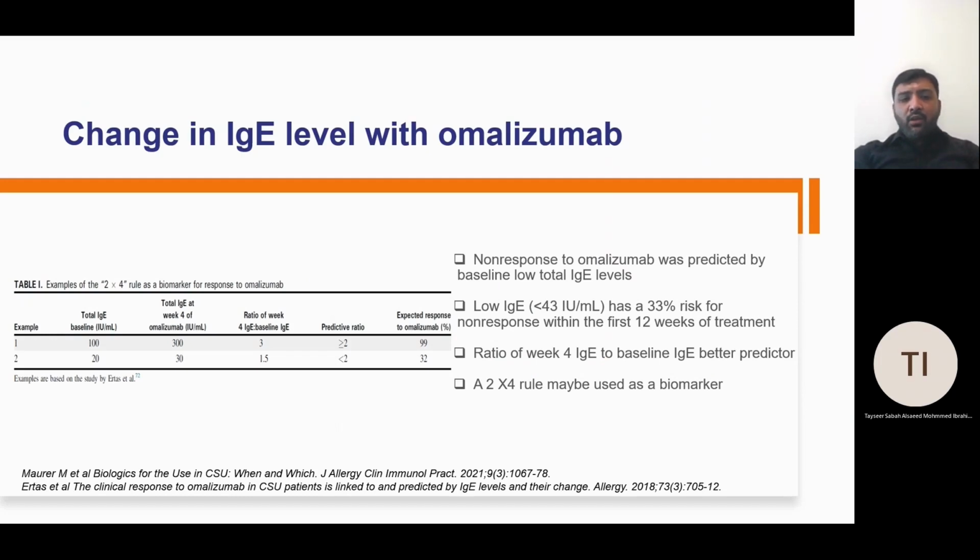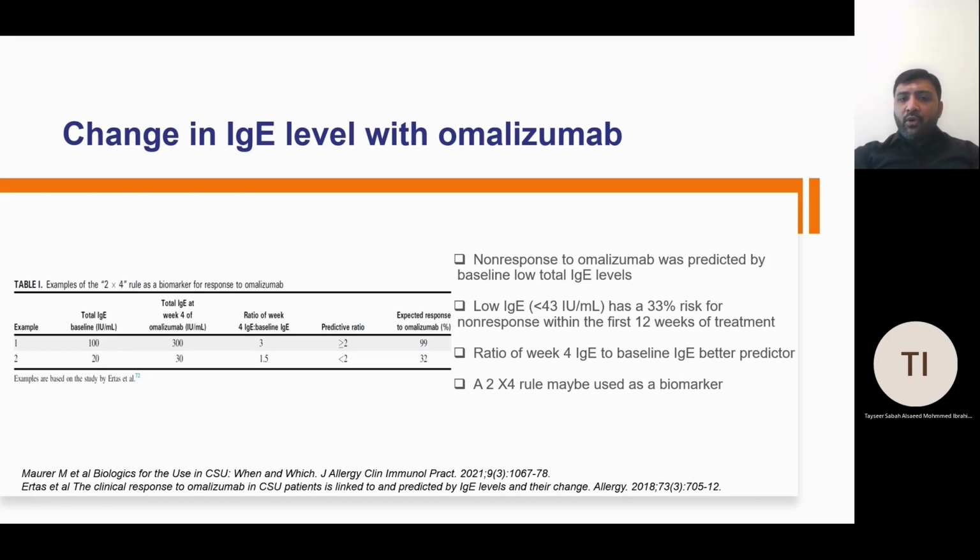Rajib Ertas also had looked into the relation between IgE levels and their change in patients who were started on Omalizumab for chronic spontaneous urticaria. They found that non-response to Omalizumab could be predicted by low baseline total IgE levels. Also, that low IgE level less than 43 had shown a 33% risk of non-response to Omalizumab after 12 weeks of treatment initiation.